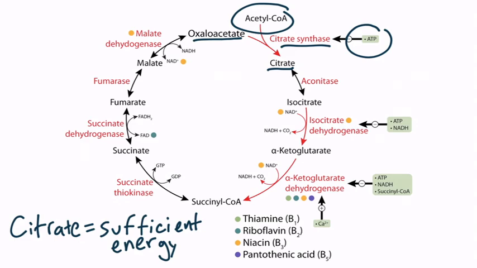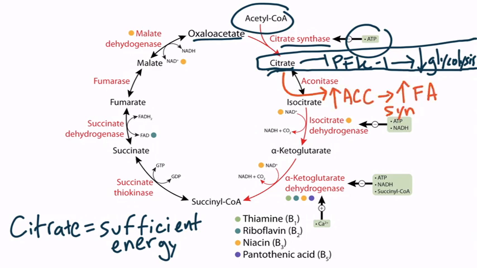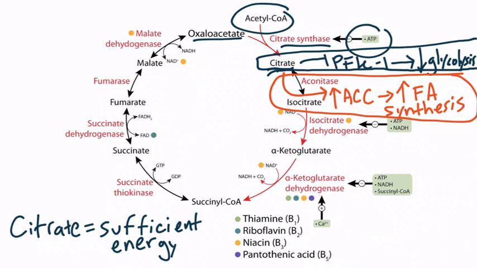This makes sense. The cell has enough energy, so it stops glycolysis. So as you can see right here, citrate inhibits PFK1, which decreases glycolysis. Conversely, it activates fatty acid synthesis by activating the enzyme acetyl-CoA carboxylase. So I've shown that citrate increases acetyl-CoA carboxylase and thus increases fatty acid synthesis. This should also make sense to you. If there's enough energy in the cell, then the cell should store it in the form of fat.